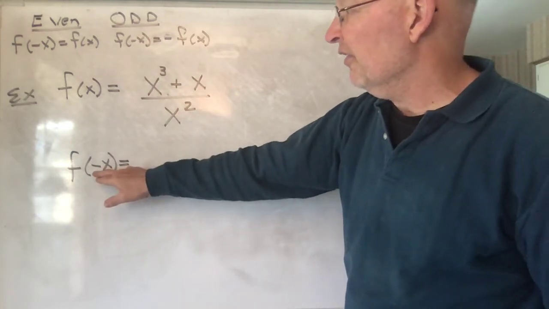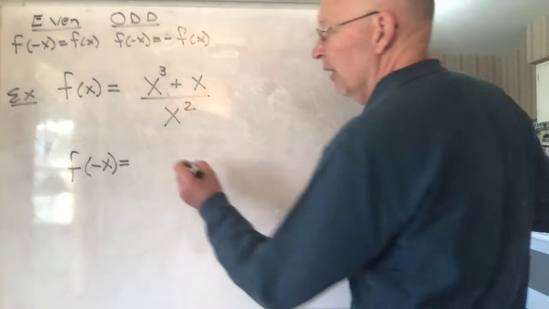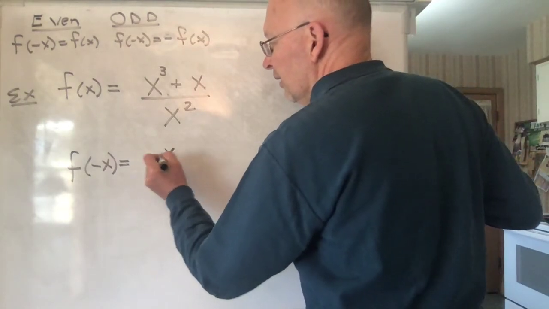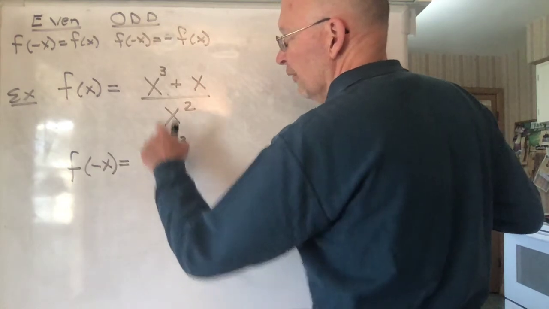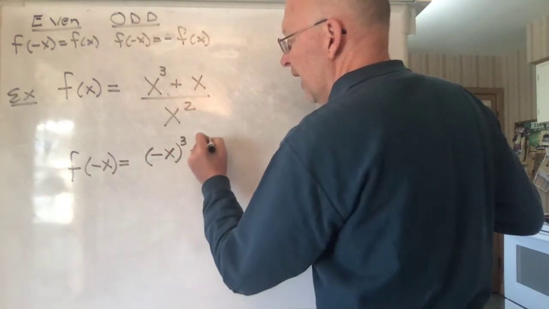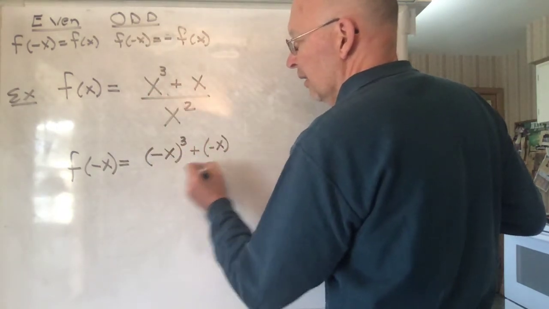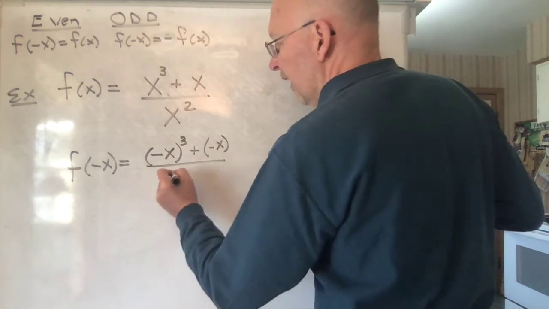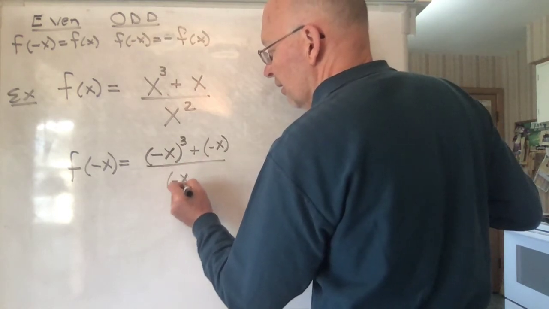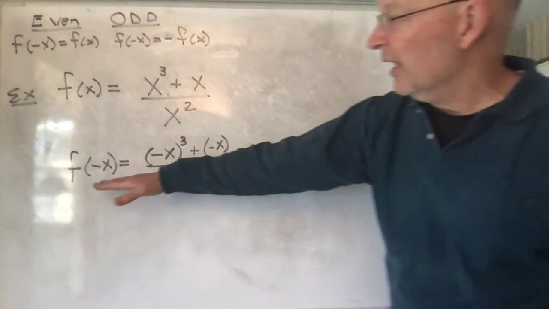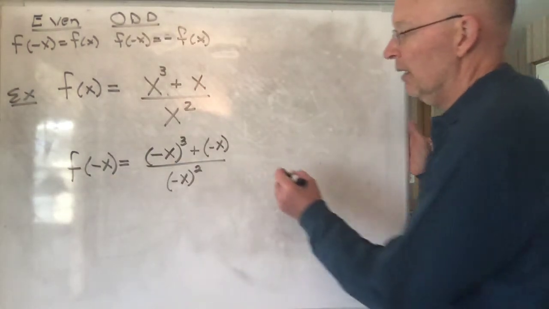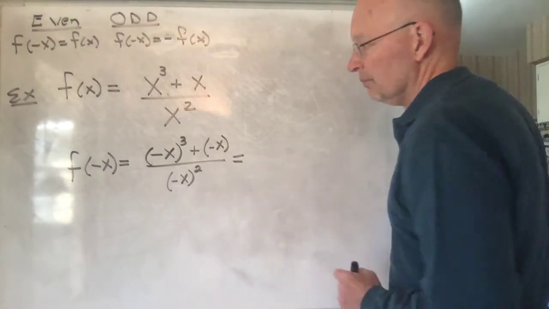So if I stick this thing into f, what does f say to do? It says to take that thing, and you first cube it. So be very careful. Whatever's in there, you first have to cube it. Then you add that to it. And then you divide it by, in this case, that thing squared. So f of negative x looks like this. Now we can simplify it.